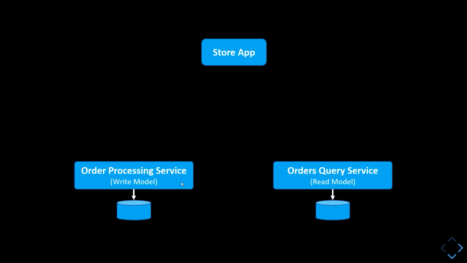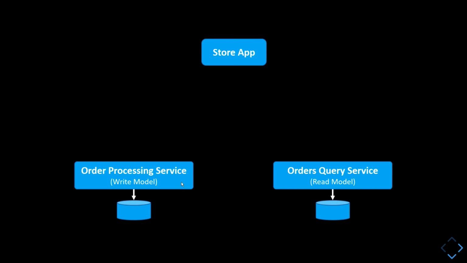So I have a store app, which is just a web application. I have an order processing service. This will receive, create an order, order a book, all those kinds of commands. It will store these orders in a database, and it will then send an event to the orders query service that an order was created, or a book was ordered.